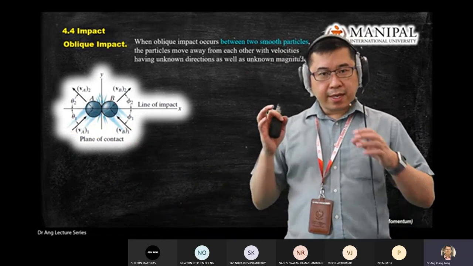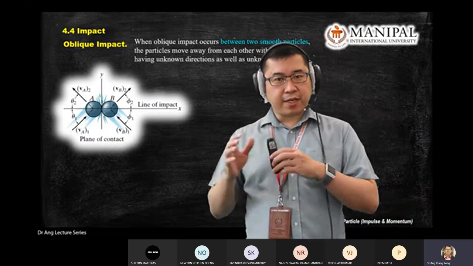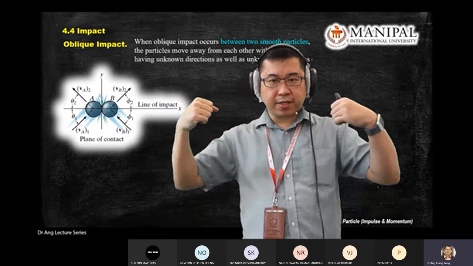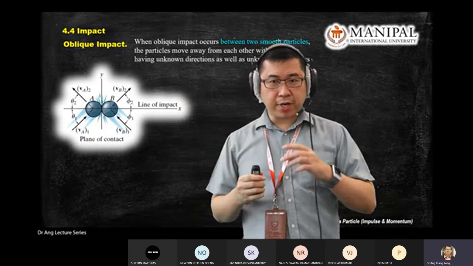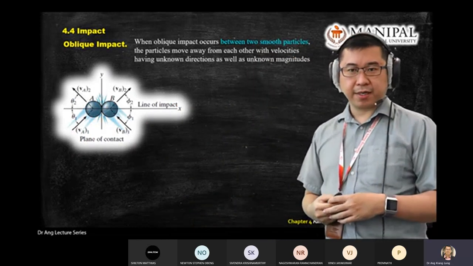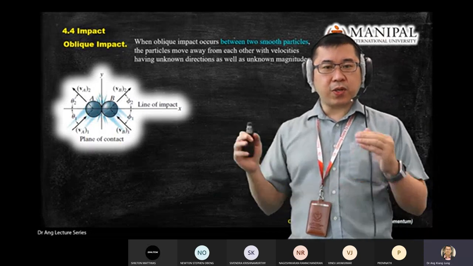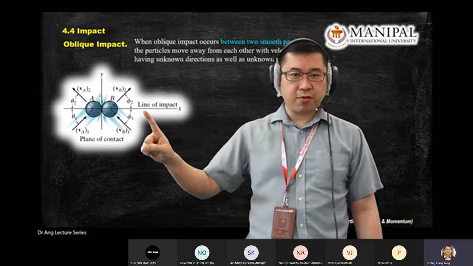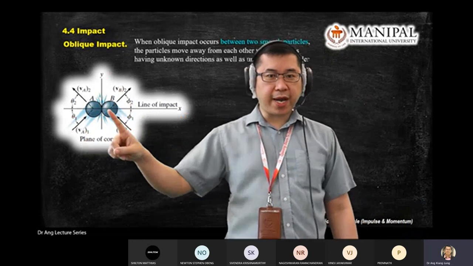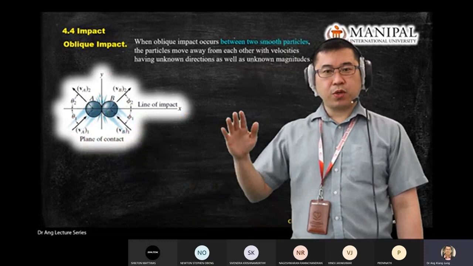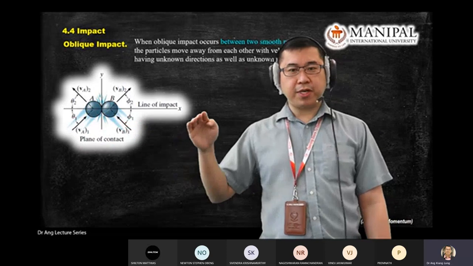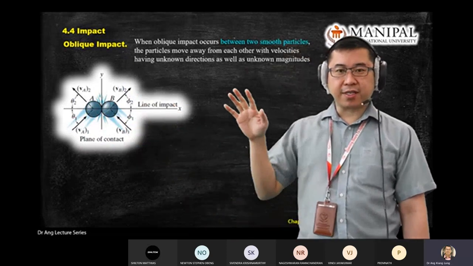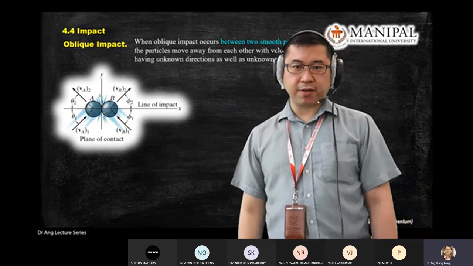So if you can understand the previous example, which is the straight line impact, for this one, you just need to remind yourself, when you have an angle, you have X and Y axes, what you do? You split the component into X direction and Y direction. The steps will be the same as what we covered just now.